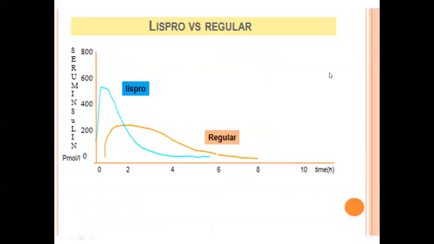You can see here Lispro versus regular. I've shown you the regular here, whose onset of action comes on slowly. It does not have a defined peak. The peak is spread out, and it acts for a long duration, that is 8 hours. On the other hand, you can see Lispro has a rapid onset, a very defined peak, and a short duration of action. This more closely mimics the physiological bolus secretion.